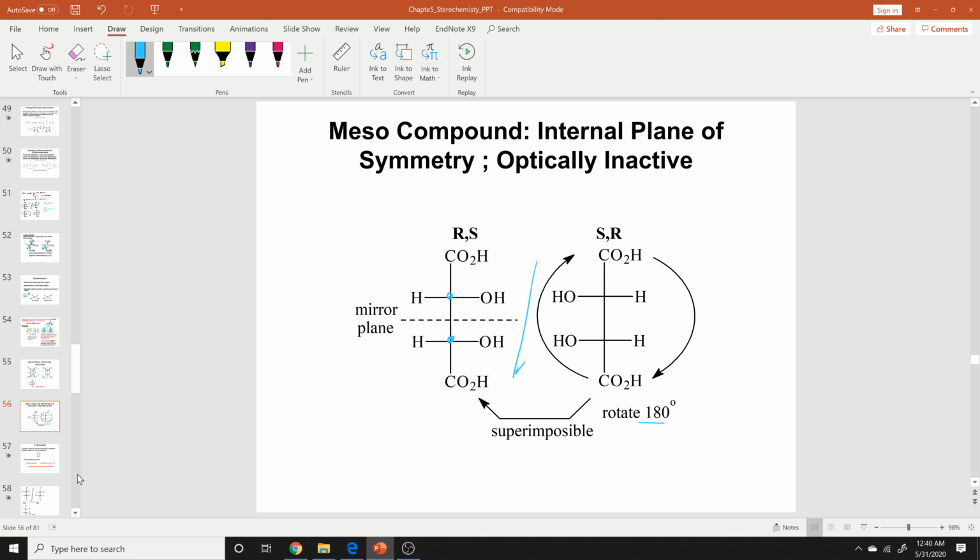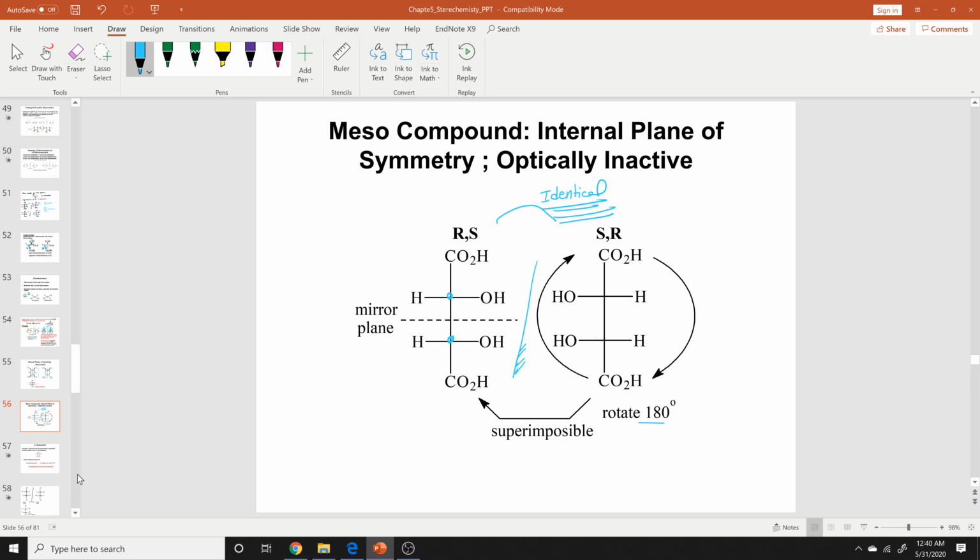If I draw a mirror here, what's going to happen? Drawing a mirror image of this molecule there, if you rotate 180, you're going to end up getting this guy here. So you're going to end up with these two being identical to each other. So these two are identical.